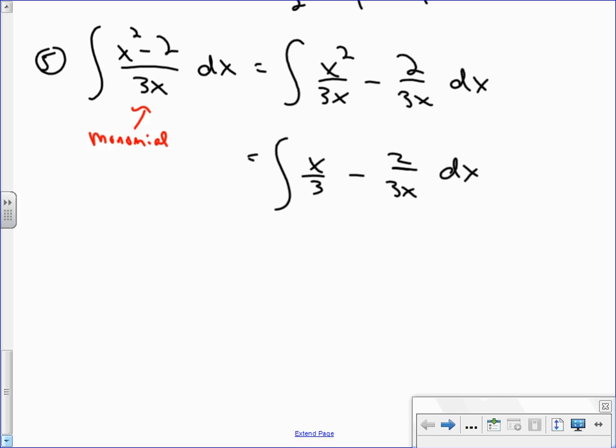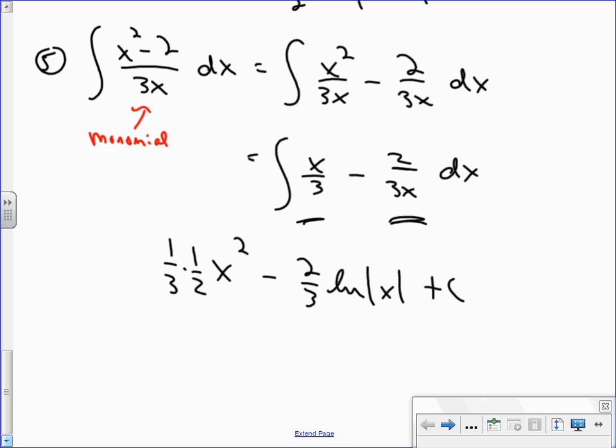Now what you have to build into what you've learned to recognize is that I don't need to do any weird substitution for this one and this one. This one over here is going to be ln because it's 2/3 and 1/x. Do you all see that? So this first part right here will just be x squared. We have a 1/3 there, and then we're going to have a 1/2. And this one's going to be 2/3, the ln of the absolute value of x.